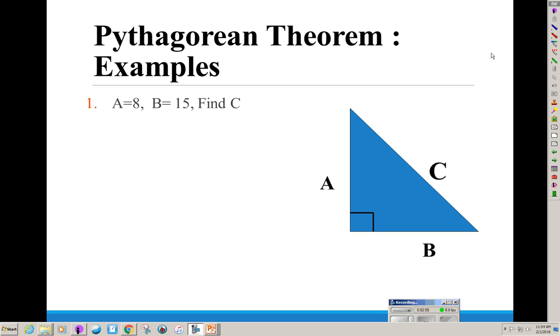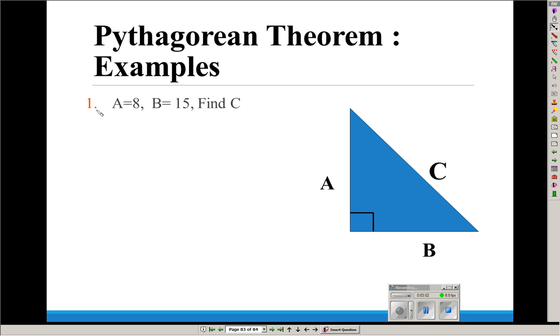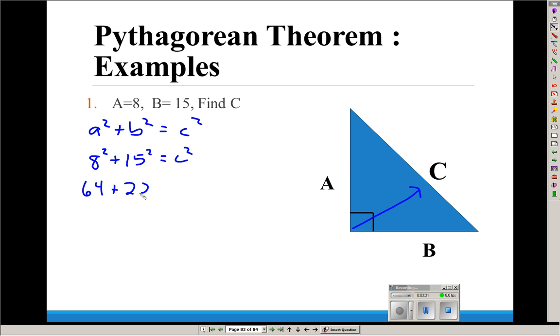So let's try some more here. How about if A is 8, B is 15, find C. Again, remember C is the hypotenuse, it's the longest side, and it's the one that goes by itself in the Pythagorean theorem. So A squared plus B squared equals C squared. A is 8, B is 15. That's a 64 for 8 squared and a 225 for B squared, 15 squared. 64 plus 225 makes 289.